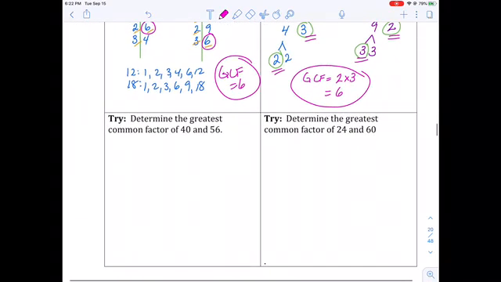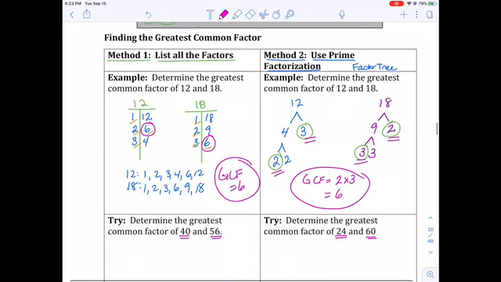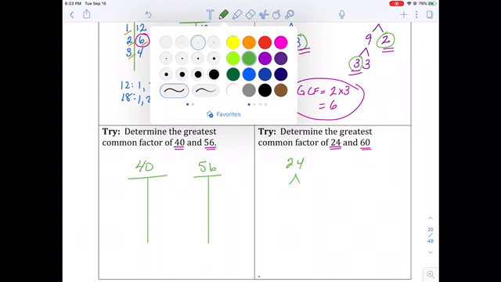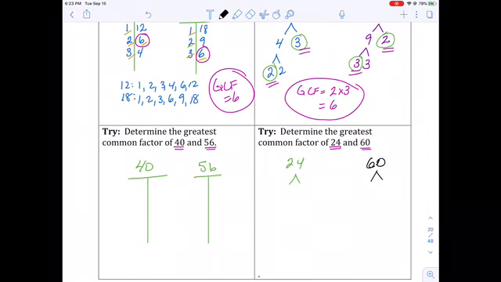Why don't I give you a second to try and see if you can list all the common factors of 40 and 56 and create a factor tree for 24 and 60. For 40, I would start by creating a little table, and for 56, I would again create a little table. Then for 24 and 60, I would create two little factor trees. Pause the video and see if you can do that on your own.